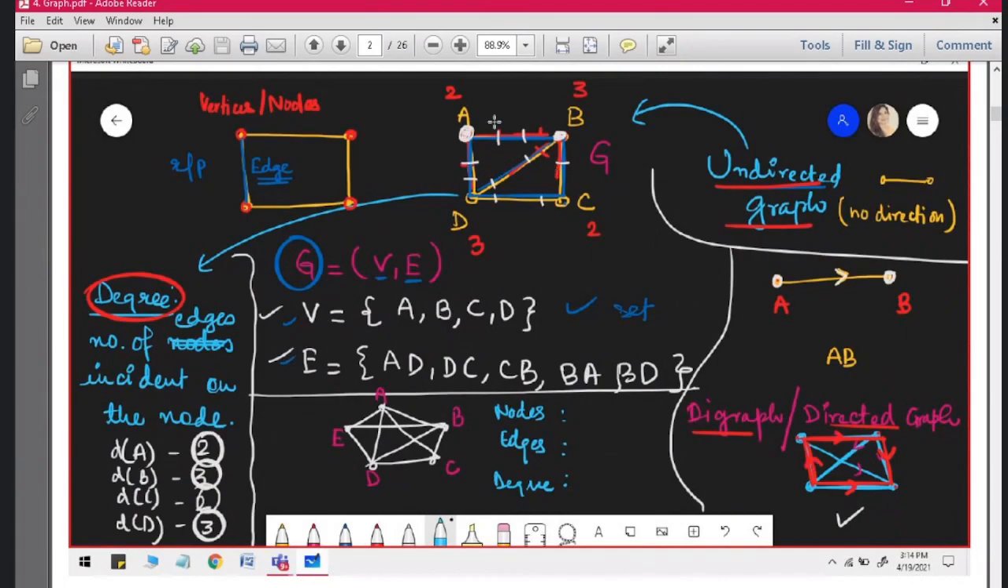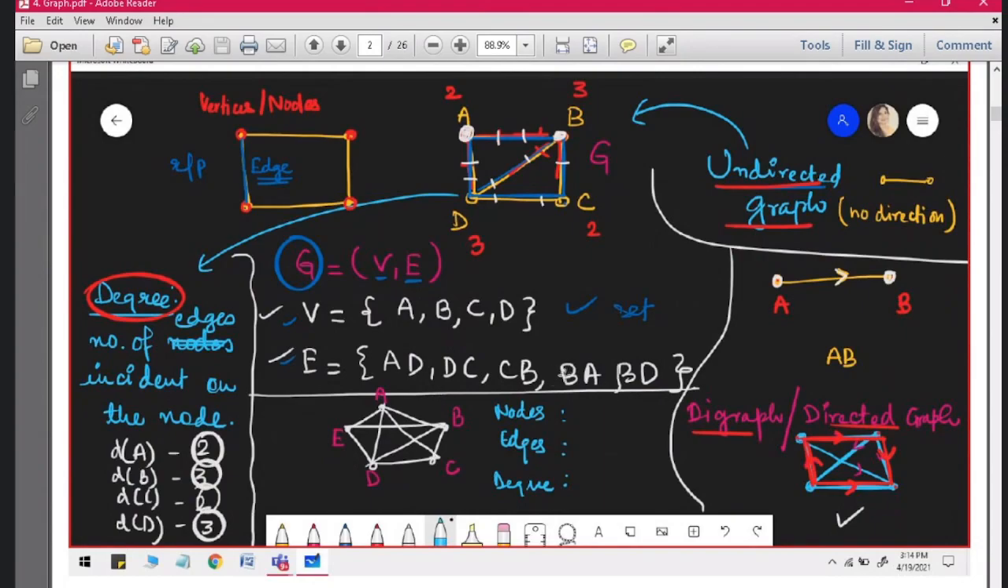Now let's take a graph which is labeled. In this example, this is also a graph. How many nodes do we have here? A, B, C, and D. Four nodes are there. And how many edges are there? There is one edge between AB, then BC, then CD, and DA, and also BD. So we have five edges here, right? So I can say that G is a graph having V and E, vertices and edges, where the vertices set is A, B, C, D, and the edge set, as I have already discussed, has five edges.